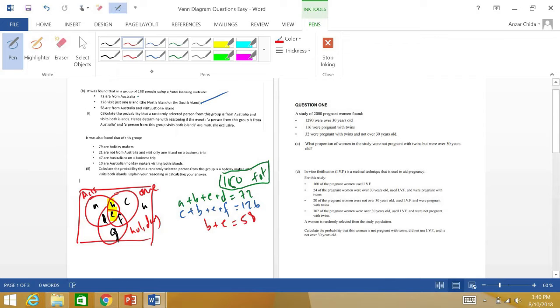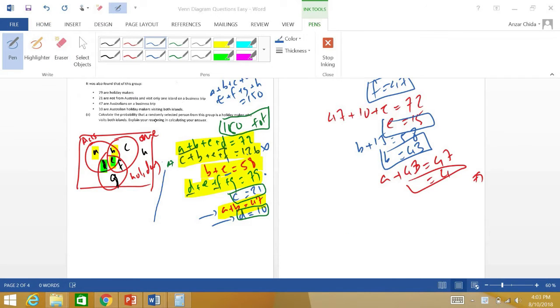79 are holiday makers. So the question actually says, calculate the probability that a randomly selected person... Now, very important. Don't get carried away. A Venn diagram is like any other question. Is it conditional? If it is, then you've got to treat it as so. But if you look at randomly selected, whenever we see randomly selected, we look just before and just after, and we see that it's a person. So it's out of everyone. So it is not a conditional question, and so it's out of everyone.